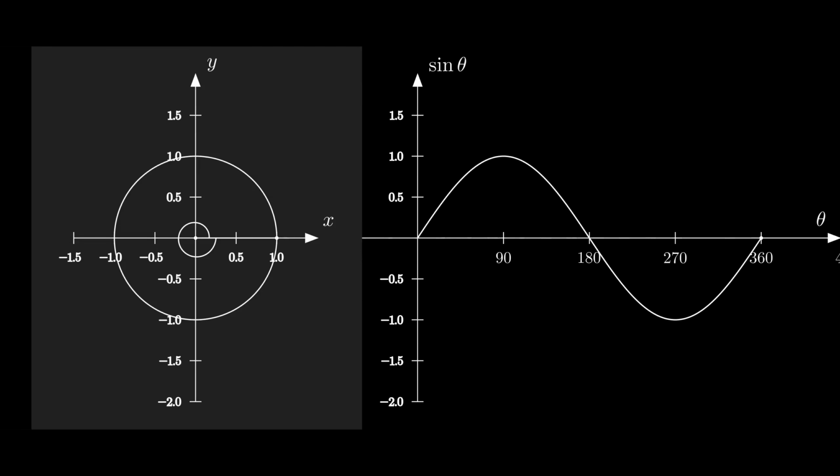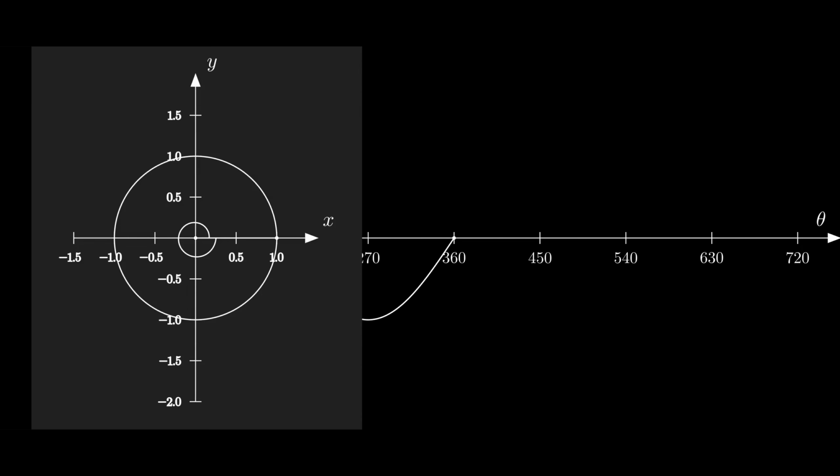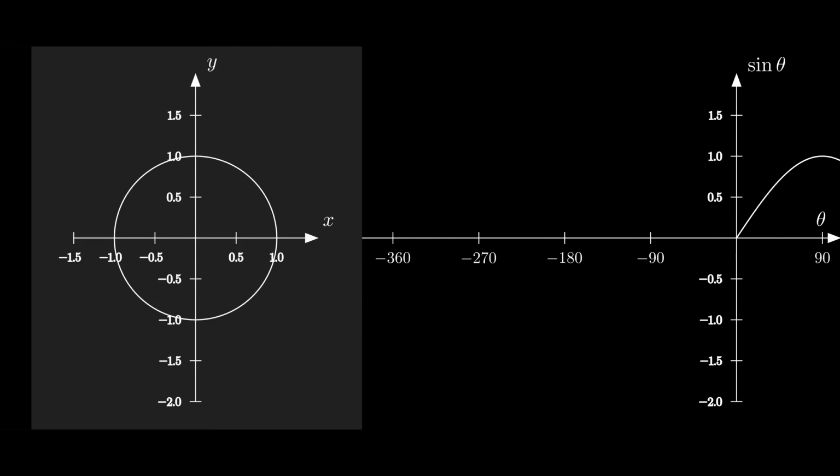But what happens if we rotate beyond 360? The answer is simple. The point simply loops around the circle again. The same pattern of sine values repeats because the position of the point starts repeating. So the sine wave also continues repeating beyond 360 and before 0 into negative angles. This repetition is what makes sine a periodic function.